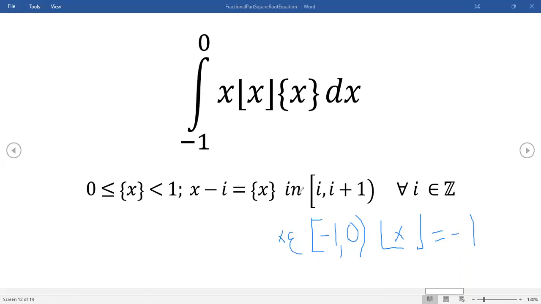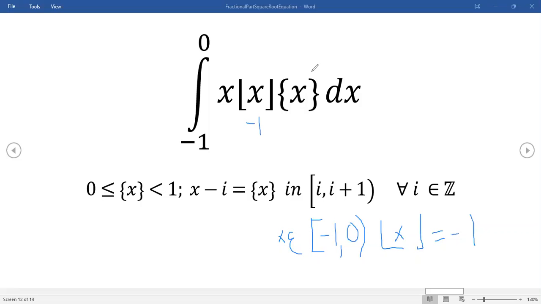So that's kind of cool because that's exactly the limits of integration here. And so as far as this integration goes, we know that the floor of x is just a constant value, -1, okay? Now, how about this fractional piece? Anybody can figure out what the fractional piece of any number is. Like, for example, the fractional part of 4/3 is 1/3, right?